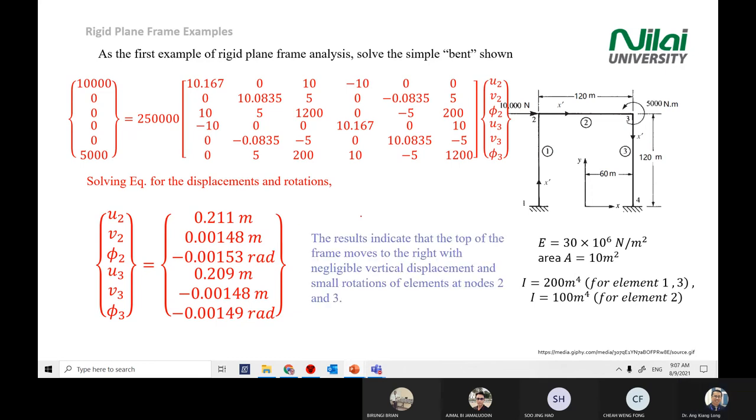So what does it mean by negative? You have to understand. Rotation is always positive anticlockwise, so if you get a negative, it means rotation number 2 at point 2 will be clockwise, and so on.